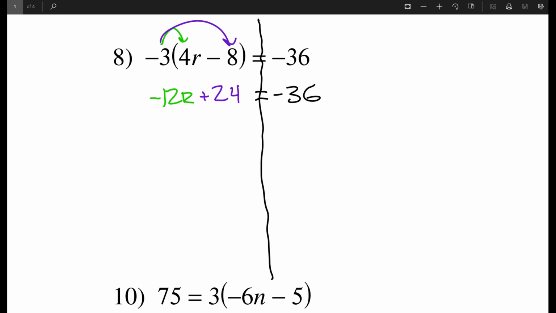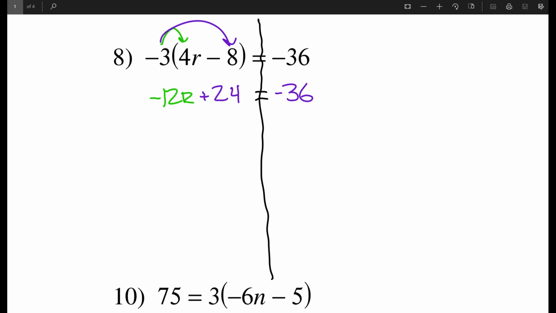-36. Now, step 2.5. Combine any like terms. I don't actually have any like terms over here on this side because we see in the green I have 12r, and in the purple I have 24. So the purple is my constant. I'm sorry, not 24, -36. We have the purple is our constants.